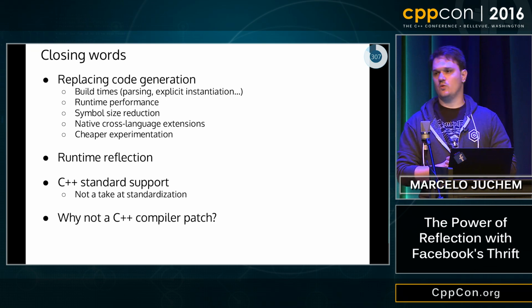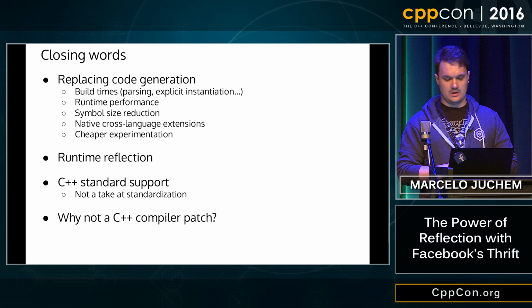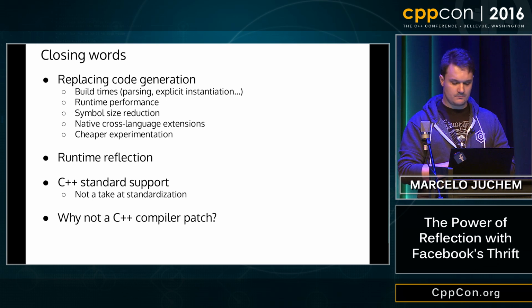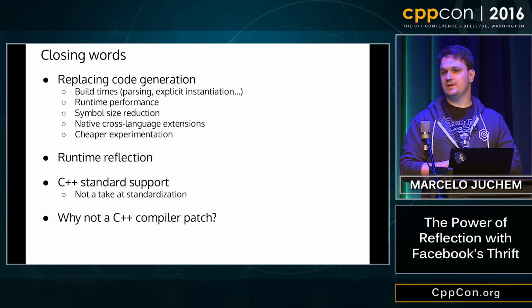And the last question is, why not then write a compiler patch for C++, say for Clang or GCC? Well, several reasons. One is this is not generic enough, and it would be a lot more costly to implement something that's C++ worthy, as opposed to something that suffices for the subset of Thrift that we care about. There's also another reason.